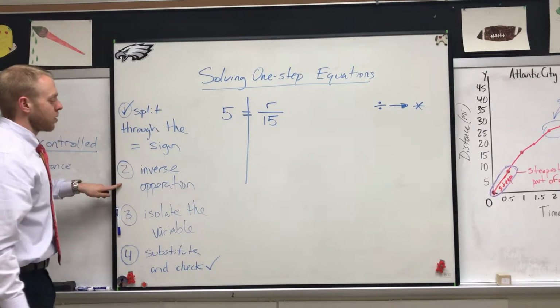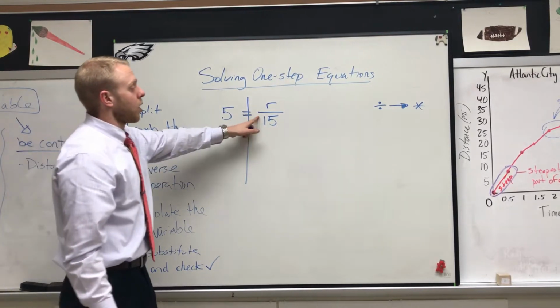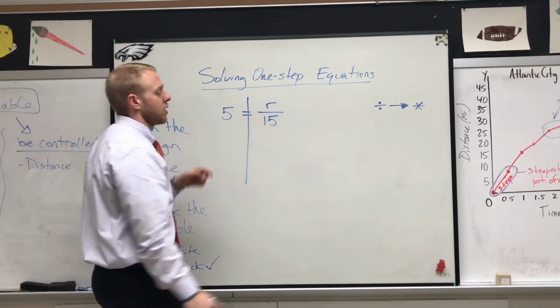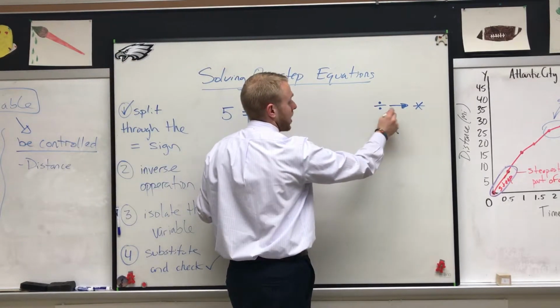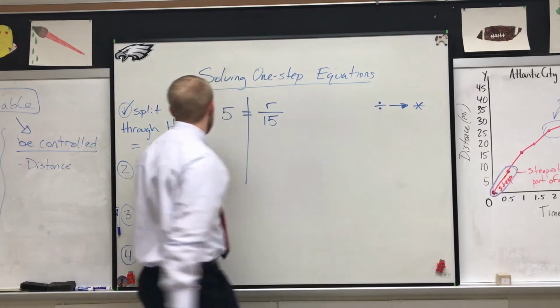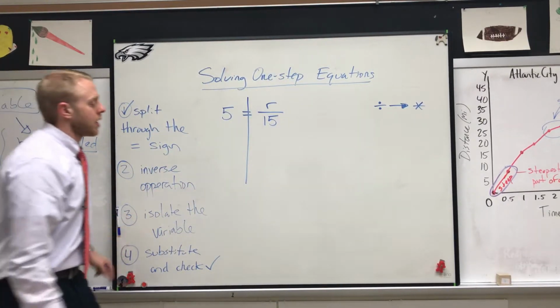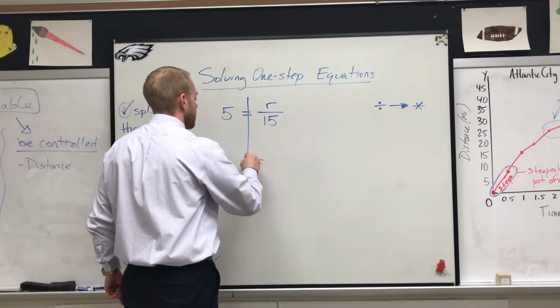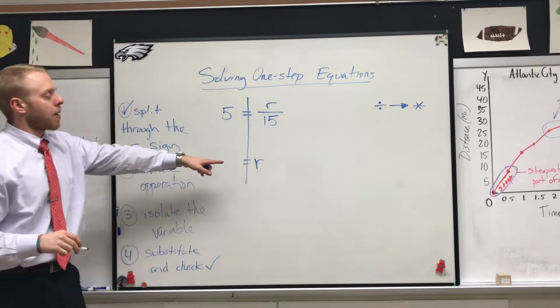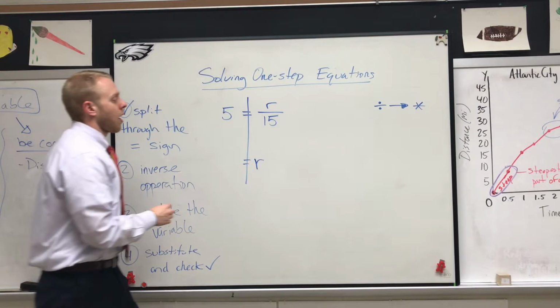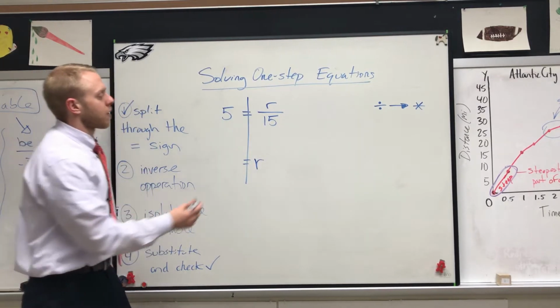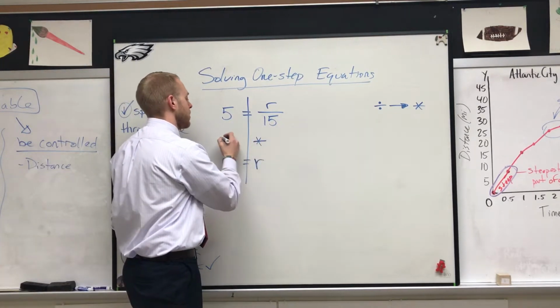Now we get to step 2, inverse operation. We know, like we said before, that this means division. Still have my note on the board. The inverse operation of division is multiplication, and I need to get my variable by itself. My ultimate goal is to get that R by itself down at the bottom of my equation. So I'm going to do that by using the inverse operation of multiplication.